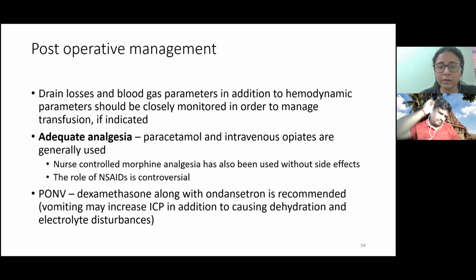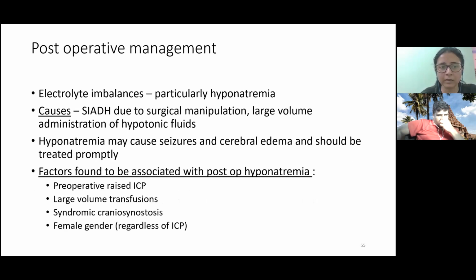So paracetamol and intravenous opiates are generally used, and there have been reports of nurse-controlled morphine analgesia as well. The role of NSAIDs is controversial because of their effect on platelet function. Postoperative nausea and vomiting is another concern. Vomiting may increase ICP in addition to causing dehydration and electrolyte disturbances. So in most cases, dual antiemetics, dexamethasone along with ondansetron, are recommended.